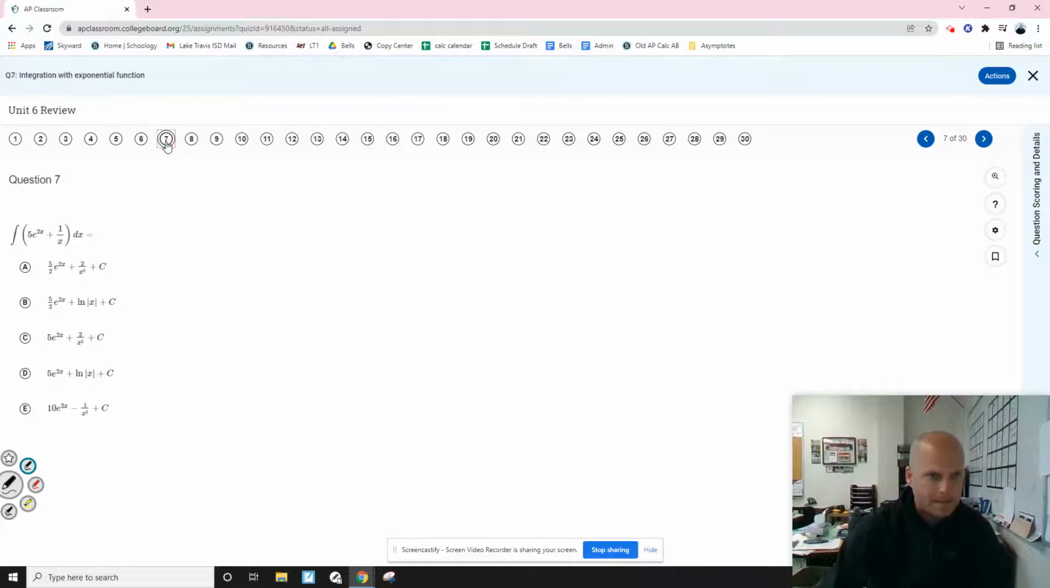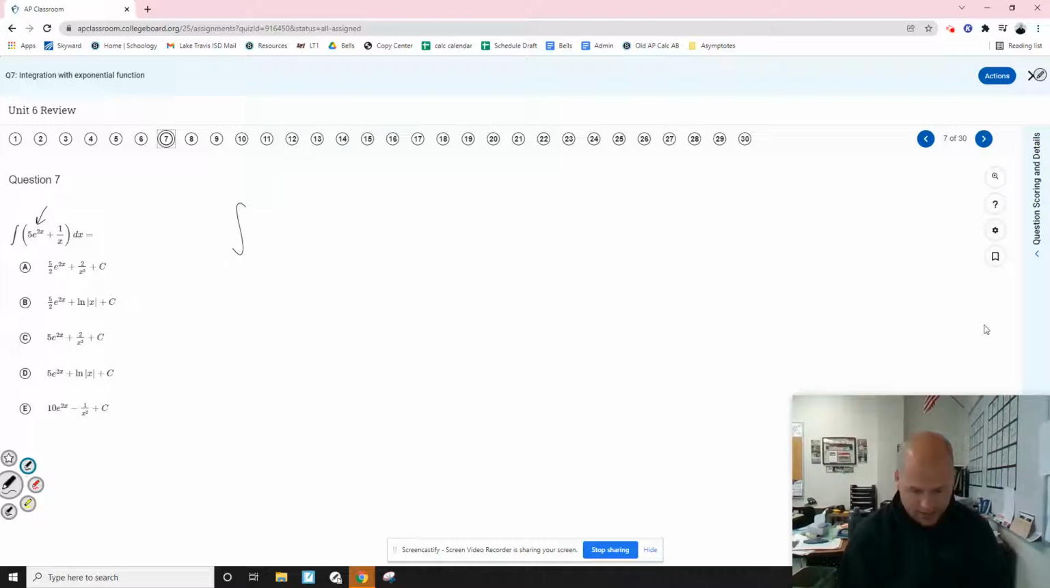7. Okay, so our first situation where we see something from lesson 2. If you take the antiderivative of e to a power, we don't use the power rule. It's like a chain. Remember, the derivative of e to the x is e to the x. So the antiderivative of e to the x is going to be e to the x.